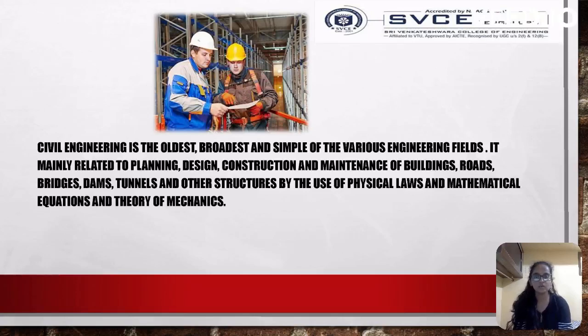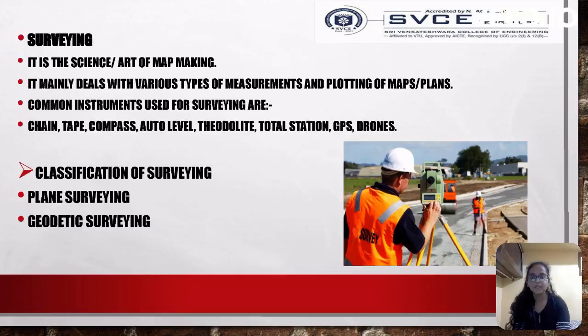Civil engineering is the oldest, broadest, and simplest of the various engineering fields. It is mainly related to the planning, design, construction, and maintenance of buildings, roads, bridges, dams, tunnels, and other structures by the use of physical laws, mathematical equations, and the theory of mechanics.